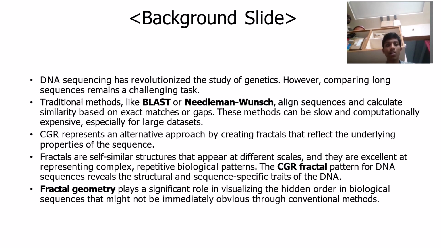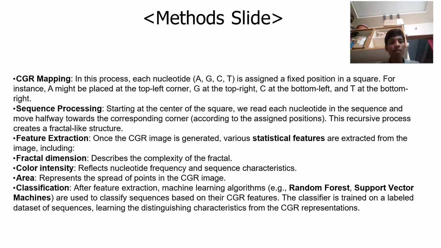In the methods, I have mentioned CGR mapping, sequence processing, feature extraction, fractal dimension, color intensity, area, and classification. For classification, I have used random forest. In this method, each DNA nucleotide A, C, G and T is assigned a corner of a square. Starting at the center, the algorithm moves halfway towards the corner corresponding to each nucleotide. This iterative process forms fractal images. After that, statistical features such as fractal dimension and pixel intensity are extracted. These features are used to train the machine learning model to classify sequences based on visual similarities.